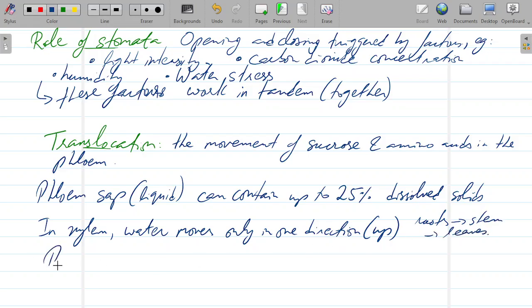In the phloem, the contents move up or down depending on where they need to go. So it's not unidirectional. So the solutes move up or down.